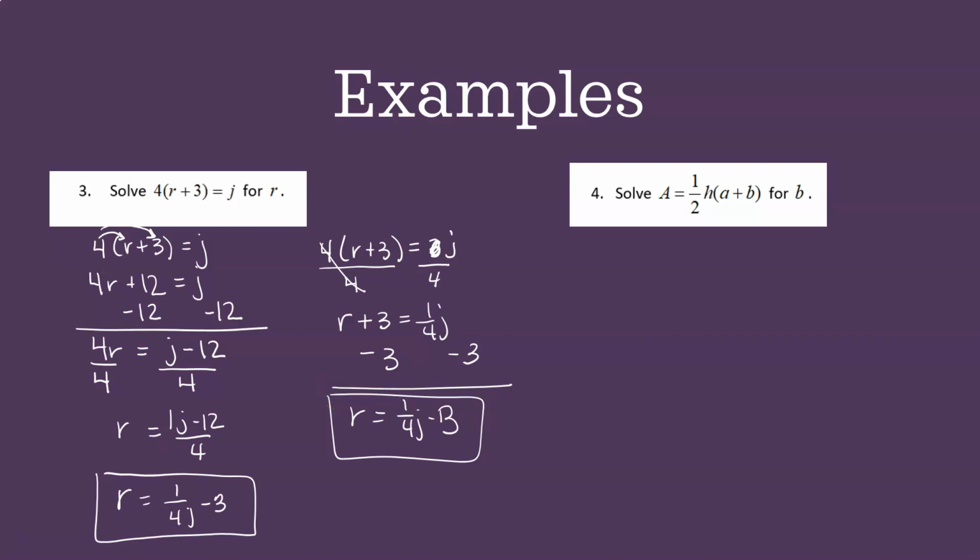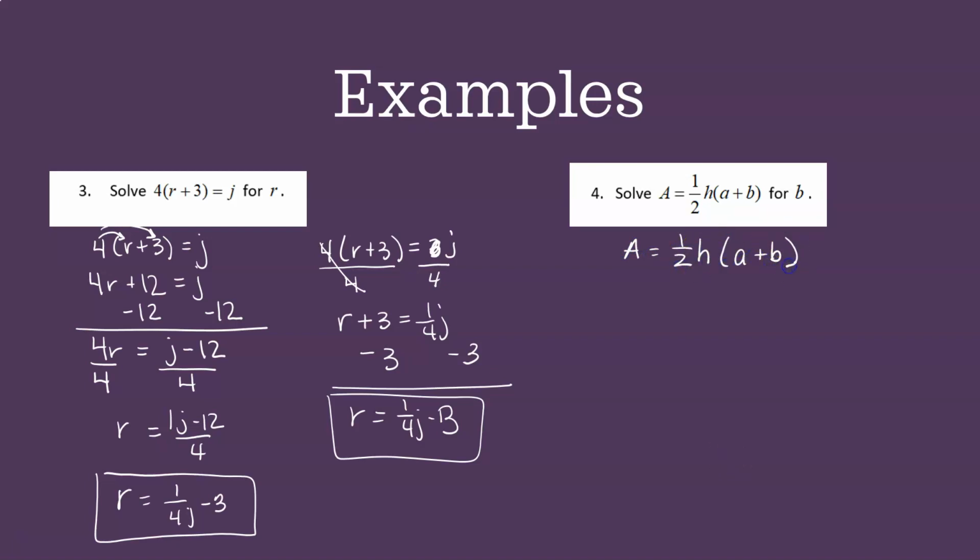Okay, so the next one, solve area equals 1/2 height times the quantity of a plus b, and we're solving for b. So b is really buried in there, so we've got a little bit of work to do before we get it. So let me rewrite.